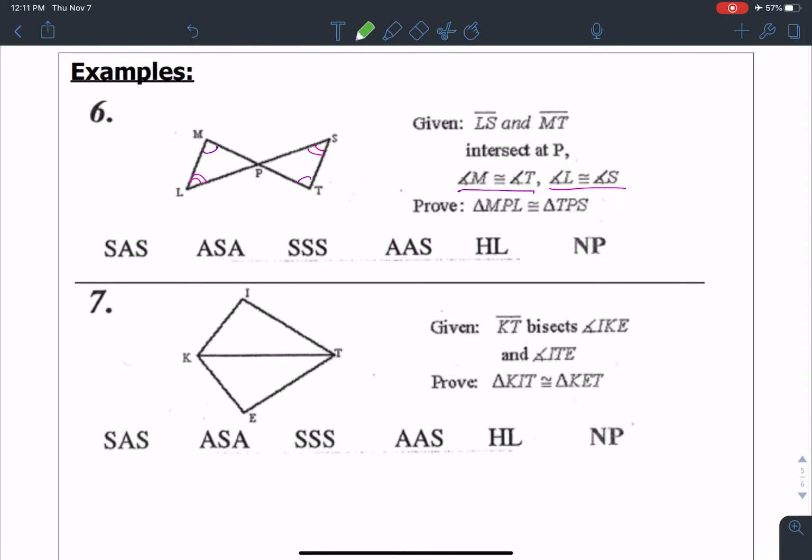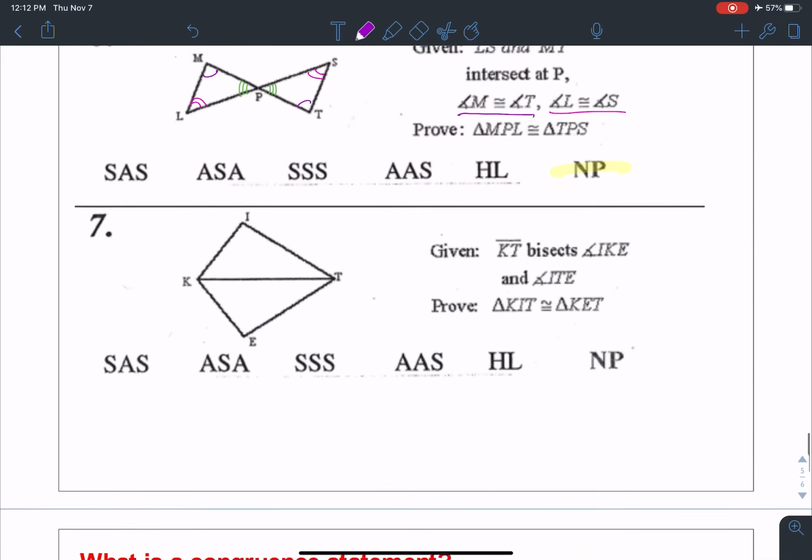And since I do have the intersection of those two lines, I have vertical angles there. But that doesn't help me because I have an angle and an angle, and I cannot use angle, angle to prove that triangles are congruent. So this one is not possible.